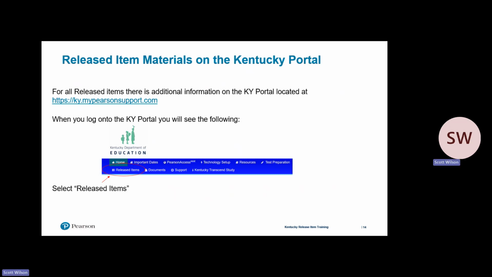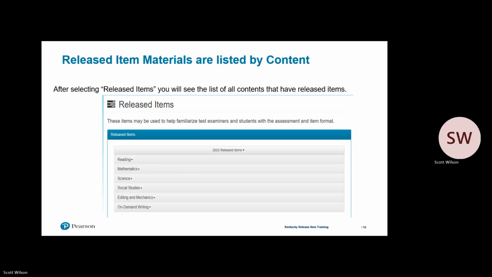So the items that are on the Kentucky portal, where can you find those? If you go to the link listed here, the Kentucky portal, when you log in, you will select released items. After you select released items, you will see this screen. It'll show the spring or the 2023 released items. It'll list each content, and then you can select the content that you're looking for.